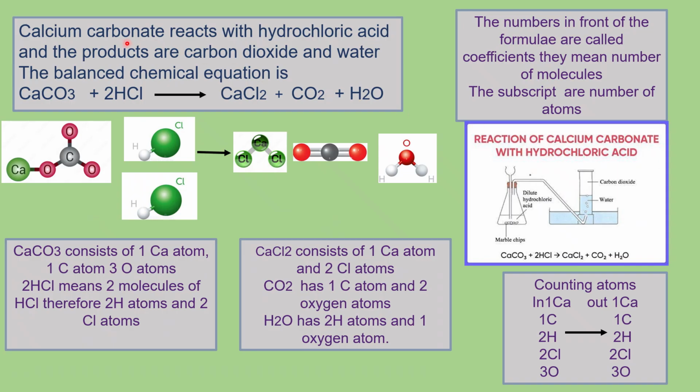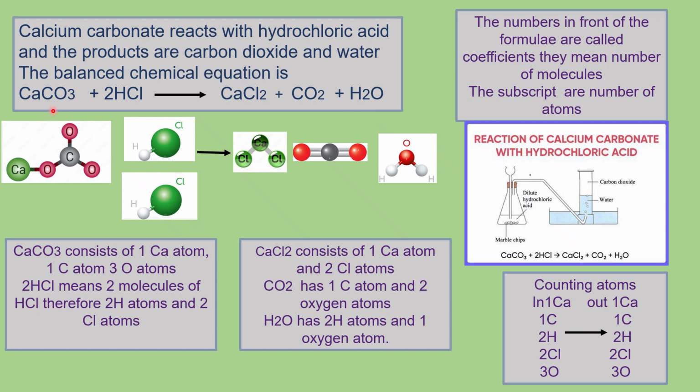Let's take an example of a reaction. Calcium carbonate reacts with hydrochloric acid, and the products are carbon dioxide, which comes out, and water. How do you tell that reaction in an equation? On the left, you write the reactants, calcium carbonate and hydrochloric acid, you write the formula of each. And on the right, you write the products: calcium chloride, carbon dioxide, and H2O, which is water.